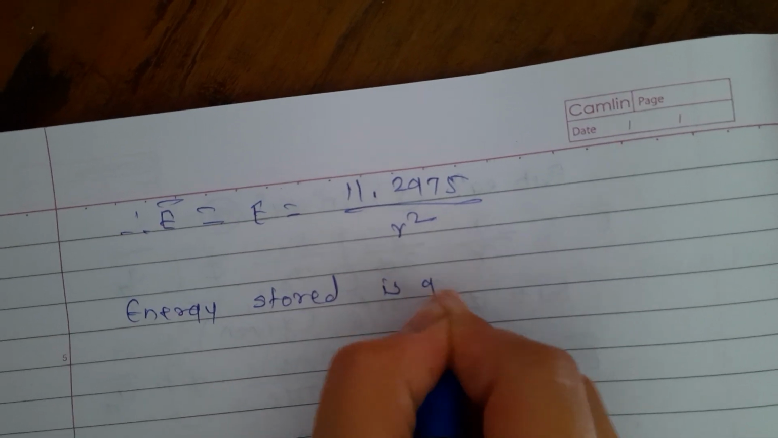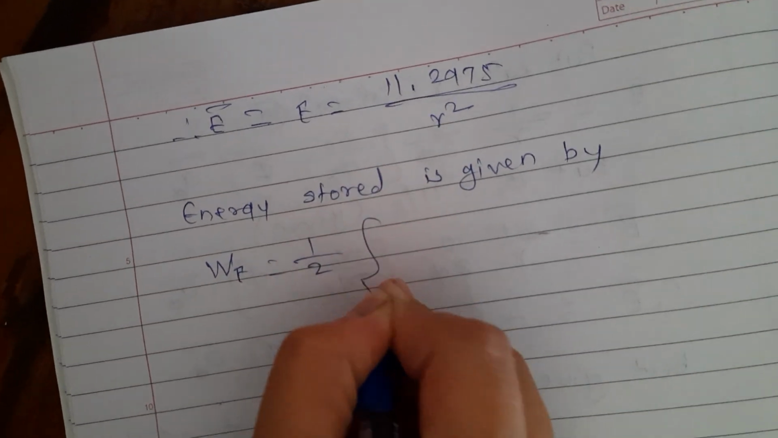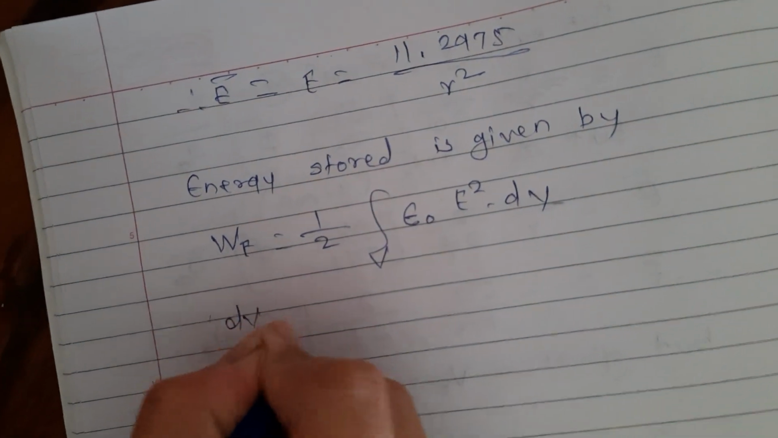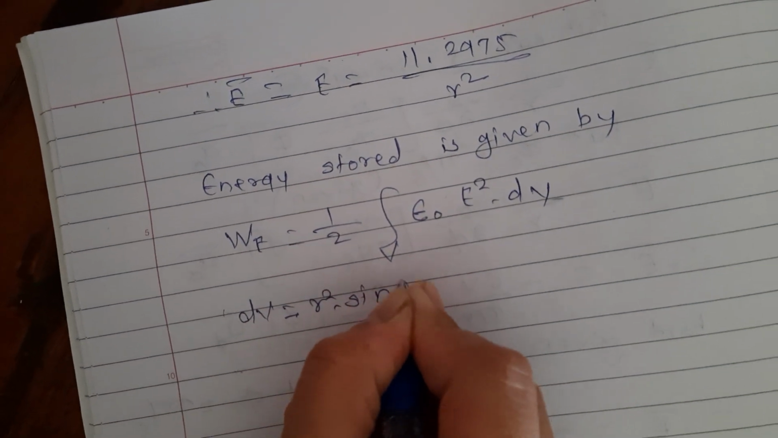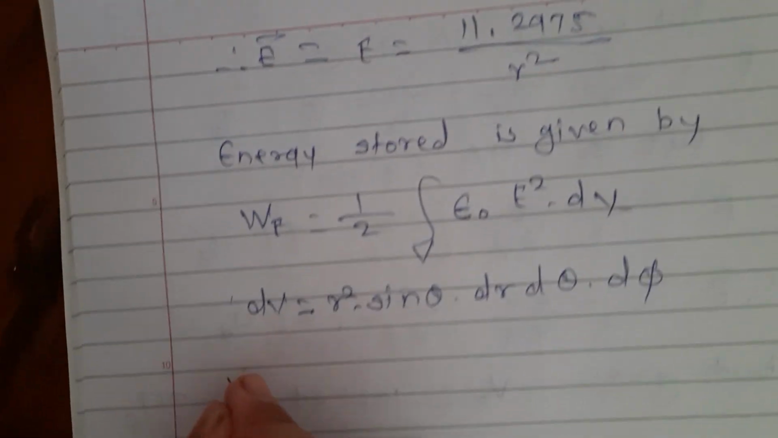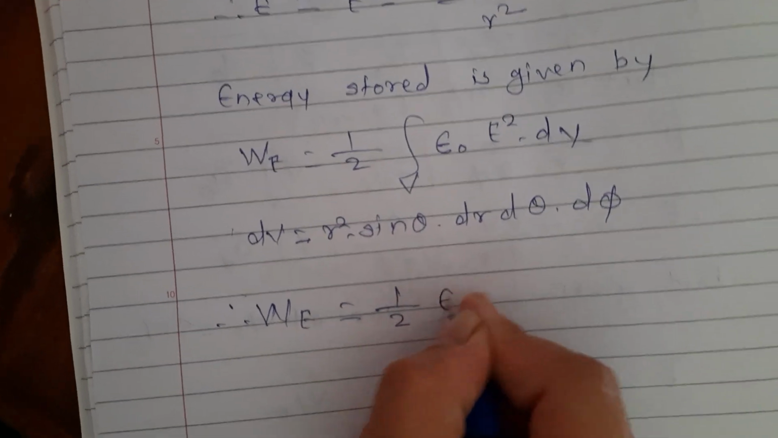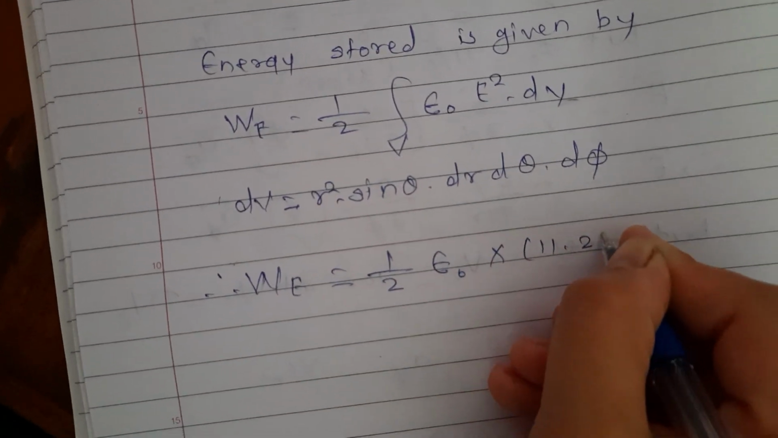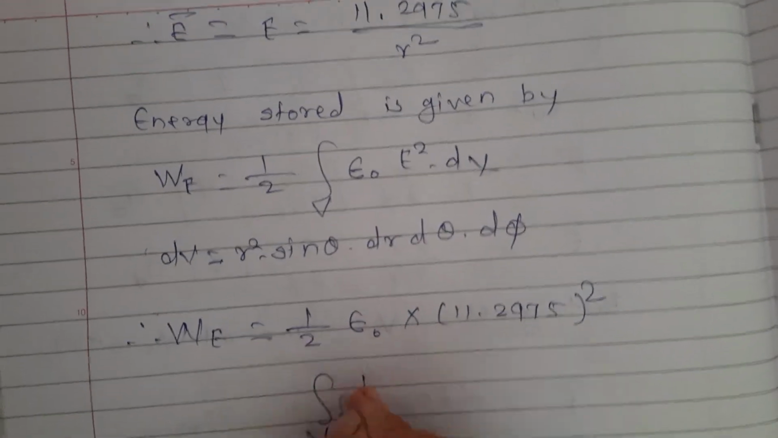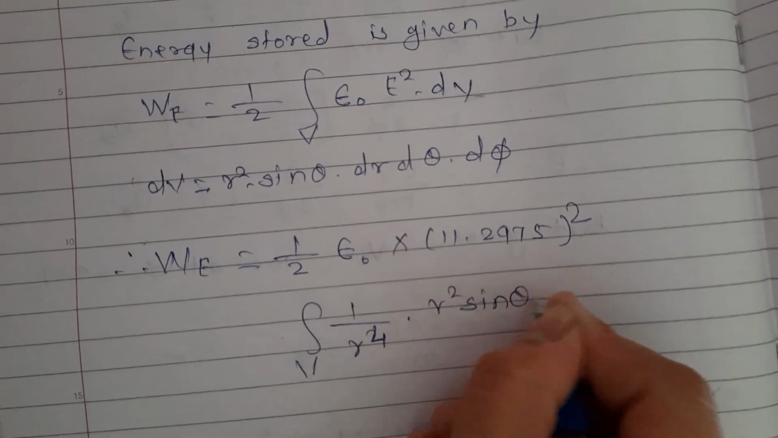Now the energy stored, we have to find. The energy stored is given by, it is equal to the integration of half epsilon 0 E square dV. Now what is dV here? dV is equal to R square sine theta dr d theta d phi. It is in the spherical coordinate system. So the energy stored is given by 1 by 2 epsilon 0, which is constant, into 11.2975 square, integration of 1 by R raised to 4 into R square sine theta.